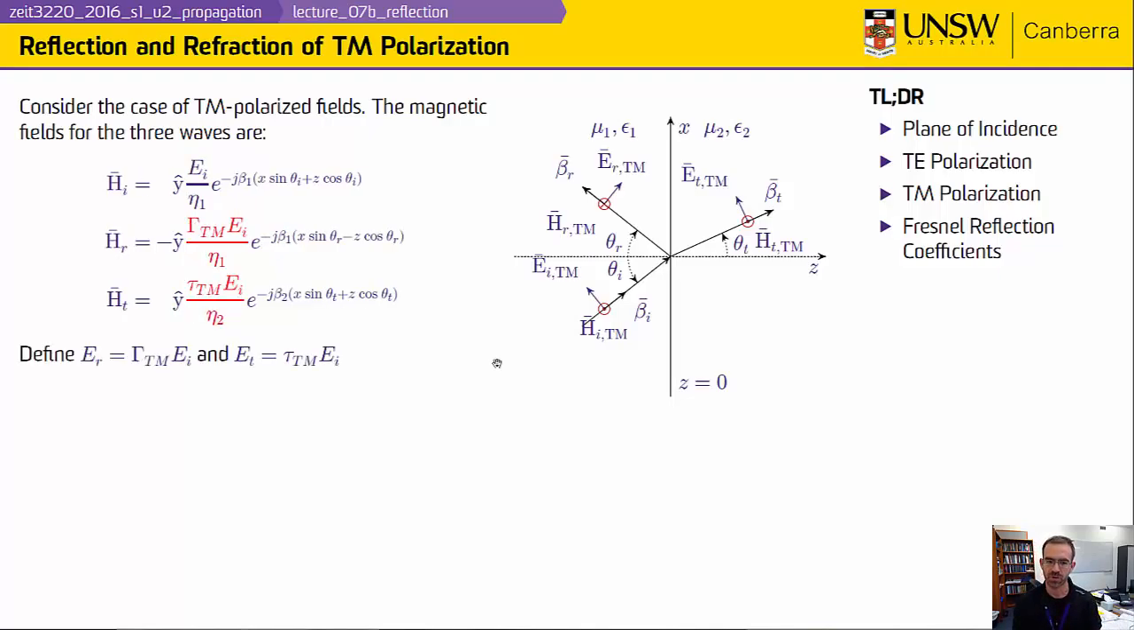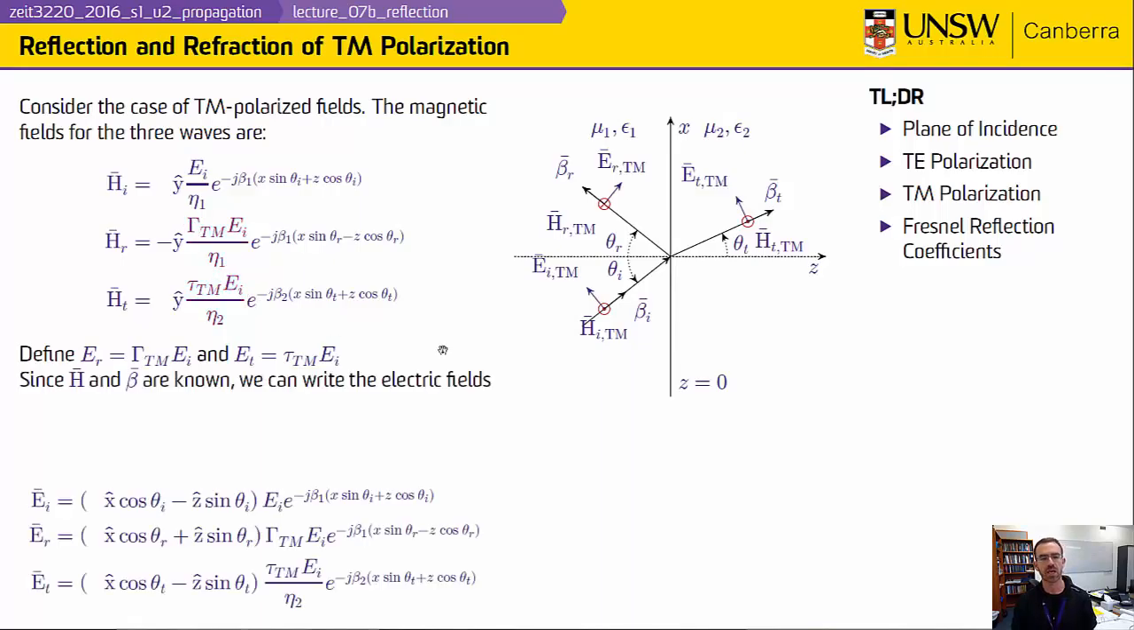Again, we're going to define the reflection and the transmission coefficients. But now we have gamma TM and tau TM. And since we know H and beta, since we know the magnetic field and the direction of propagation, we can write down the electric fields. And the electric field expressions are given here. You see the electric fields have positive X components, and they could have positive or negative Z components, depending upon which wave we're considering.